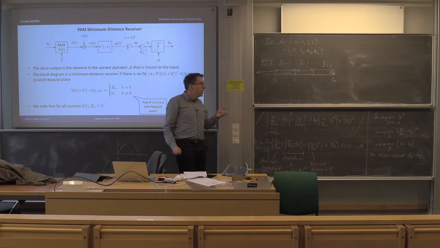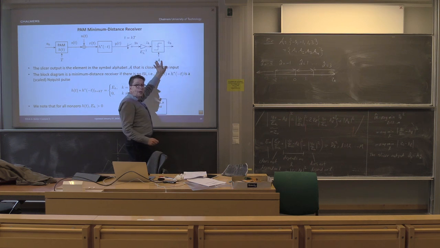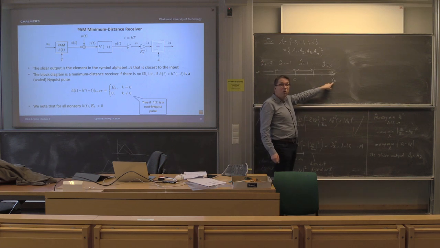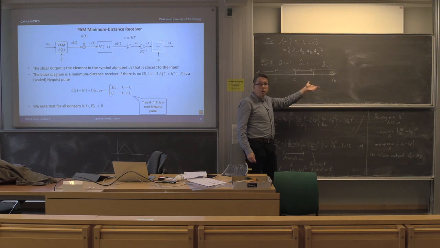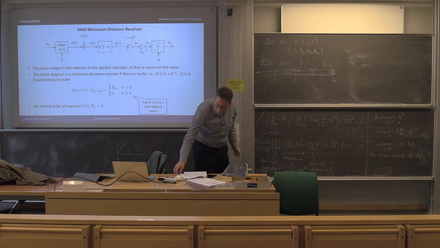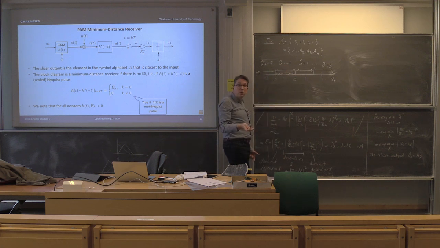Okay. So the slicer has an input and an output, and the output is the value in this set which is closest to the input. One way to illustrate that is to draw a line where we have all the possible inputs and decide in which region different outputs belong to. So anything that ends up from here to here will be decoded as -1, that the amplitude -1 was transmitted.